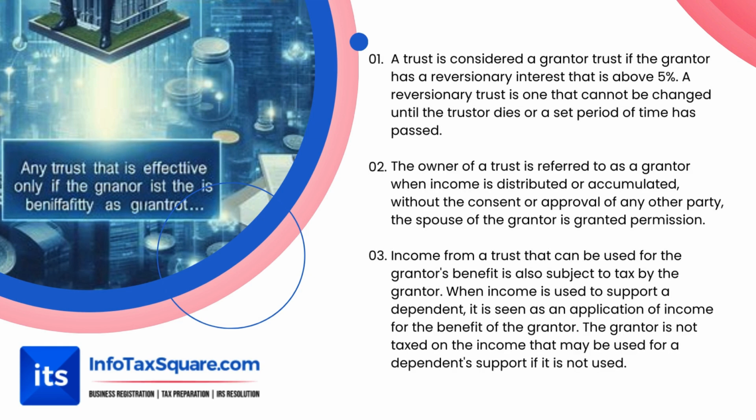Number 1, a trust is considered a grantor trust if the grantor has a reversionary interest that is above 5%. A reversionary trust is one that cannot be changed until the trustor dies or a set period of time has passed. Number 2, the owner of a trust is referred to as a grantor when income is distributed or accumulated without the consent or approval of any other party. The spouse of the grantor is granted permission.